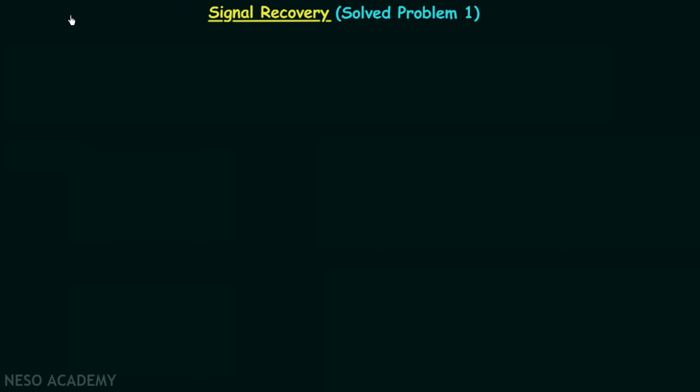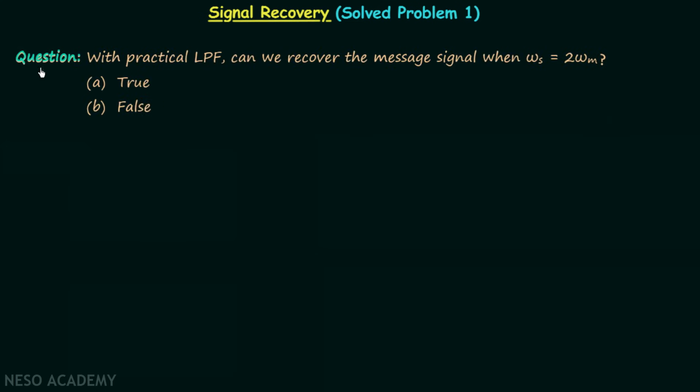In the last lecture, we saw how to reconstruct a signal using a low-pass filter, and in this lecture, we will try to answer a question. According to the question, with a practical low-pass filter, can we recover the message signal when omega s is equal to twice omega m? There are two options, A is true and B is false.